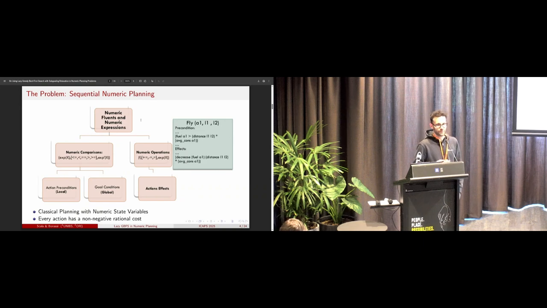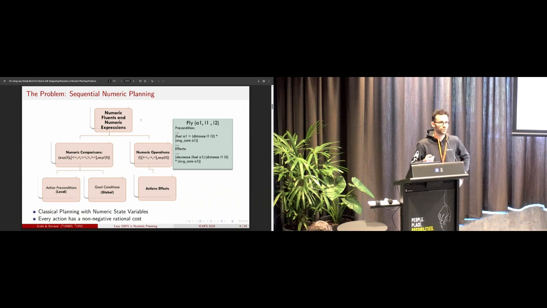You can use these variables to specify numeric expressions and numeric constraints by combining the expression with the usual mathematical relational operators. And you can also predicate on how the variables change their value. Okay, so you can use these two things to define actions in terms of preconditions and effects. And you can also specify a global constraint that represents the goal to be achieved.